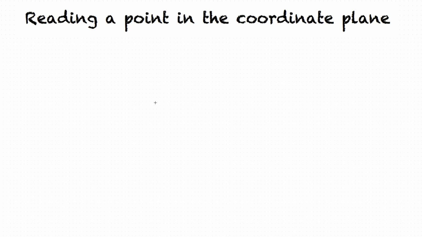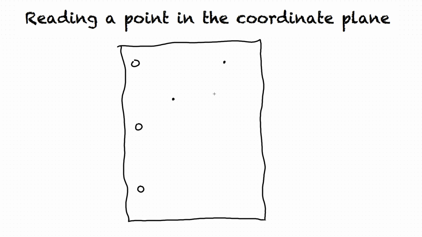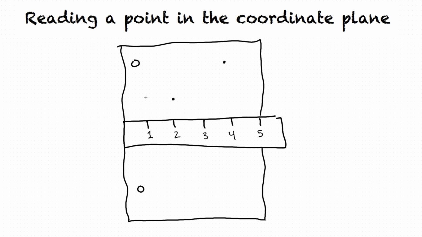To read a point in the coordinate plane, first find the corresponding x and y values. The point is identified by these two values. Let's break it down. Imagine you had a piece of paper with two dots on it, and you wanted to identify each of these dots by their position. You could set up a ruler on the page and use it to measure the position of each dot. So this dot is at position 2 and this one is at position 4.